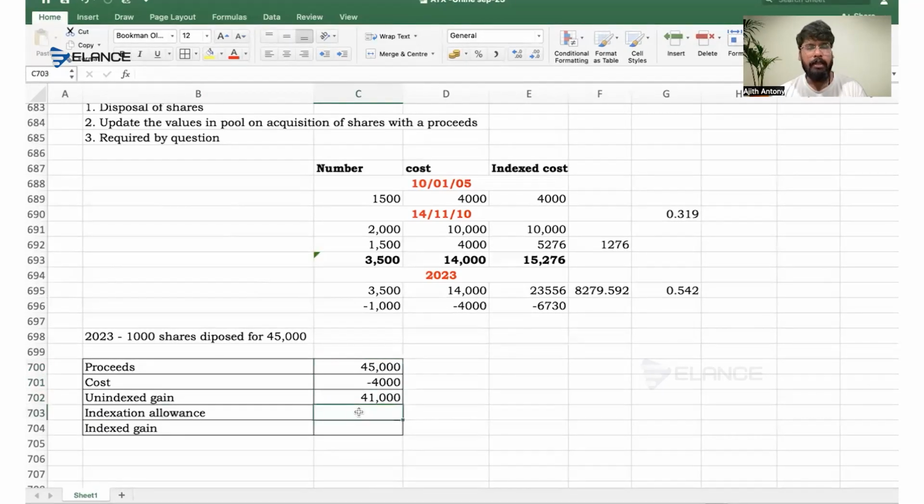ഇനി ഇൻഡെക്സേഷൻ അലവൻസ്. ഇൻഡെക്സേഷൻ അലവൻസ് എന്ന് പറഞ്ഞ സംഭവം എന്തുവാ? നമ്മളൊരു അസറ്റ് മേടിക്കുമ്പോൾ കൊടുക്കുന്ന ഒരു പ്രൈസ് ഉണ്ടാവും, ഒരു കോസ്റ്റ് ഉണ്ടാവും. ആ കൊടുക്കുന്ന പ്രൈസിന് അത് വിൽക്കുന്ന സമയമാകുമ്പോഴേക്കും വരുന്ന ഇൻക്രിമെന്റൽ വാല്യൂ ആണ് ഇൻഡെക്സേഷൻ അലവൻസ്. ഇവിടെ 1000 ഷെയറിന്റെ കോസ്റ്റ് 4,000 ആണ്. പക്ഷേ 4,000 കൊടുത്തിട്ടാണ് മേടിച്ചതെങ്കിലും അതിന്റെ ഇപ്പോഴത്തെ ഈക്വലന്റ് വാല്യൂ 6730. ഓക്കെ, അപ്പൊ ഈ കോസ്റ്റും ഇൻഡെക്സ്ഡ് കോസ്റ്റും തമ്മിലുള്ള ഡിഫറൻസ് ആണ് ഇൻഡെക്സേഷൻ അലവൻസ്.